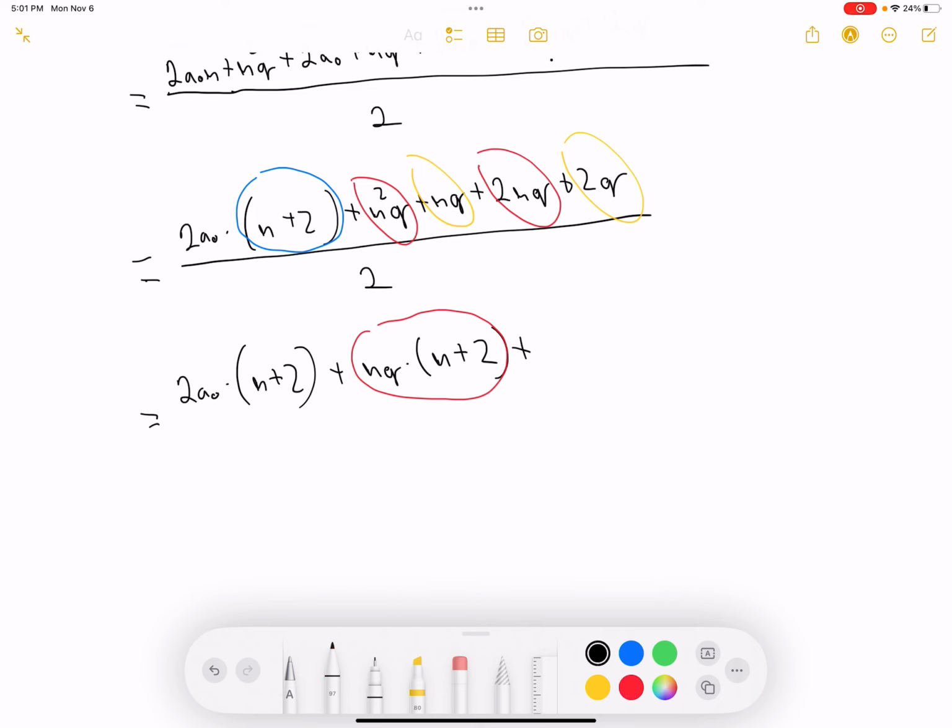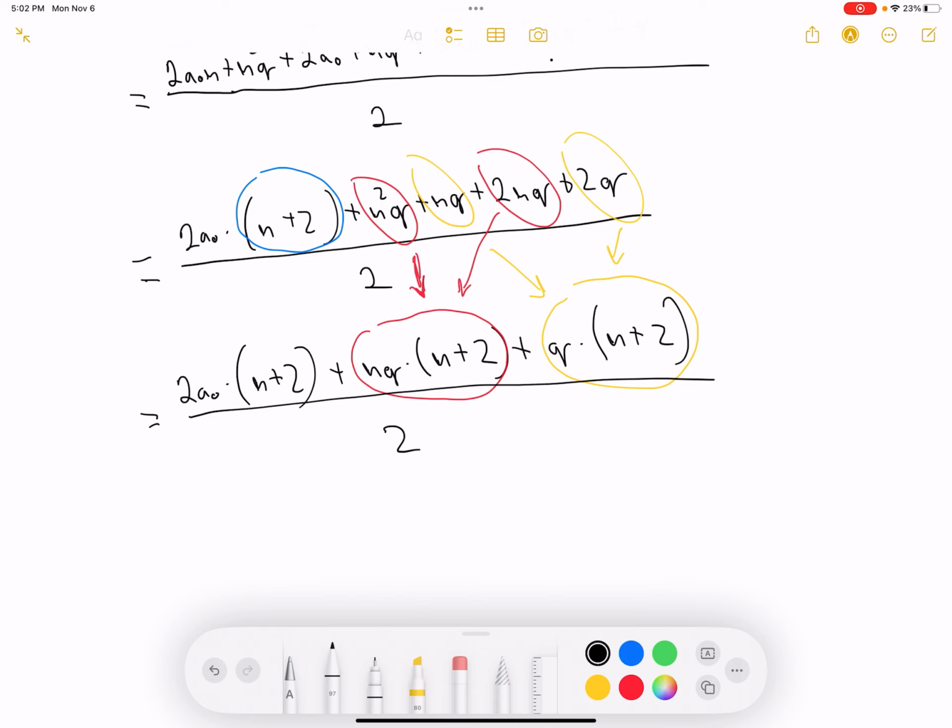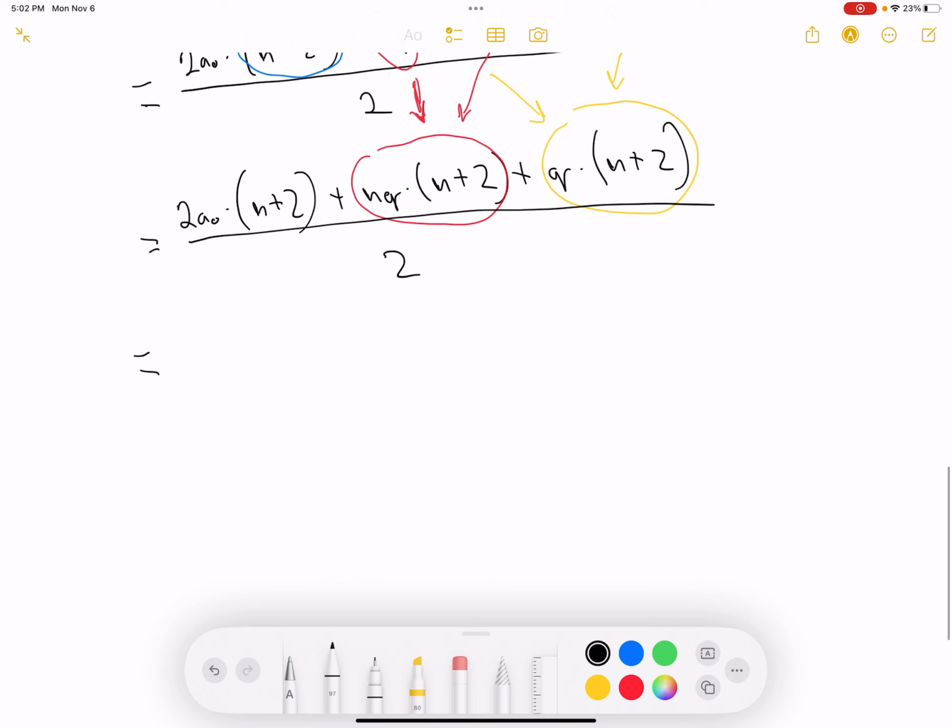This is the red product. Plus q times (n plus 2), right? This is the yellow product here, coming from this guy and this guy. Similarly, these two guys. And now we have something awesome here. If you noticed, we have n plus 2 everywhere, which is great, because now we can factor everything.